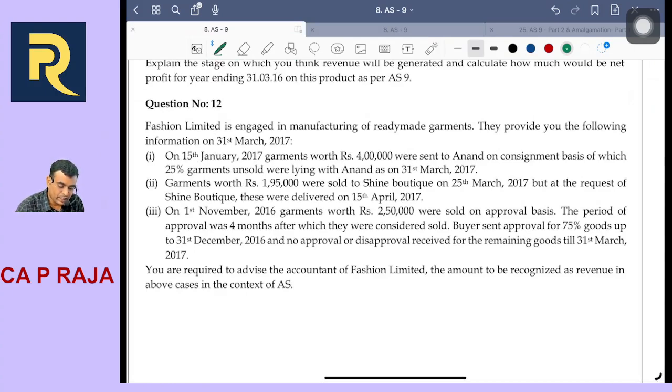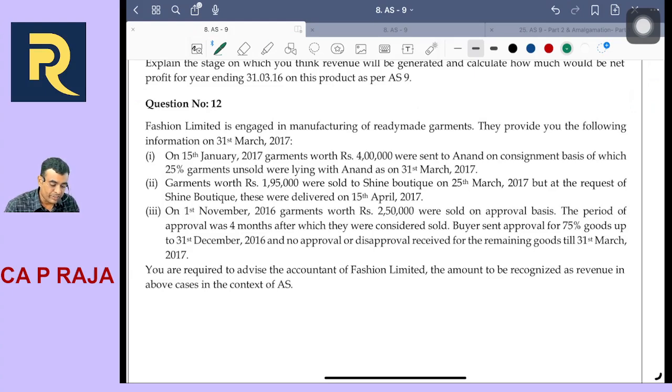Passion Limited is engaged in manufacturing of ready-made garments. They provide you the following information on 31/3/2017. On 15 January 17, garments worth 4 lakhs were sent on consignment basis, of which 25% of garments is unsold. அப்ப எவ்வளவு கணக்கு எடுத்துக்கணும்? 3 lakh is a sale value, 1 lakh is goods with the customer. சொல்லுப்பா.